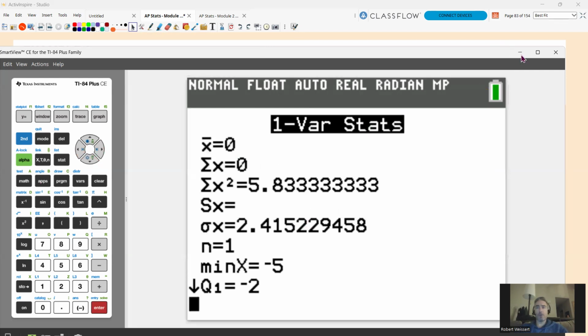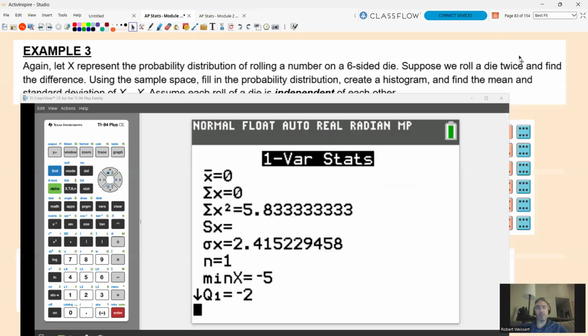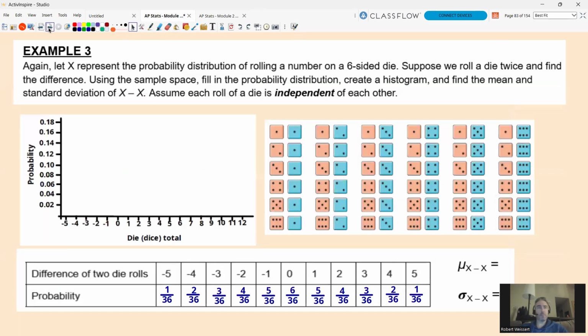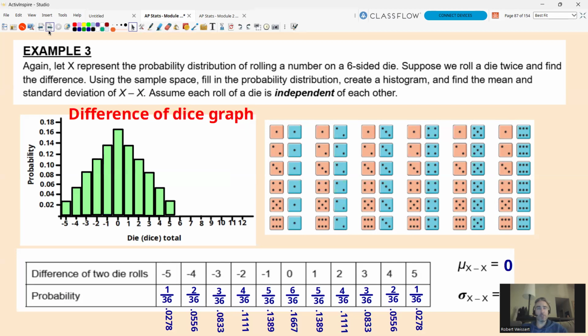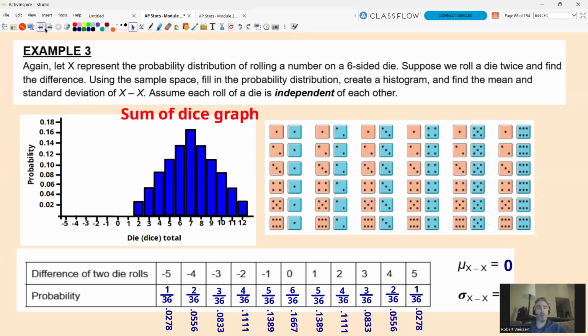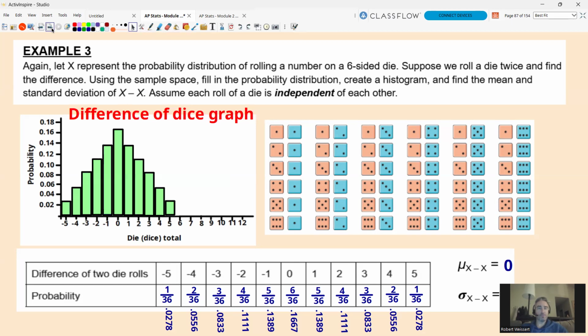Huh. Well, why did the standard deviation stay the same? Let's look at it visually. So we got our mean, we got our standard deviation, 0, 2.4152. If I graph all those, I'll get something that looks like the sum one. So this is the sum one. This is the difference one. Now look at the two. It's the same shape. Everything is spread out exactly the same way. The only difference is one's centered around 7, while the other one's centered around 0.